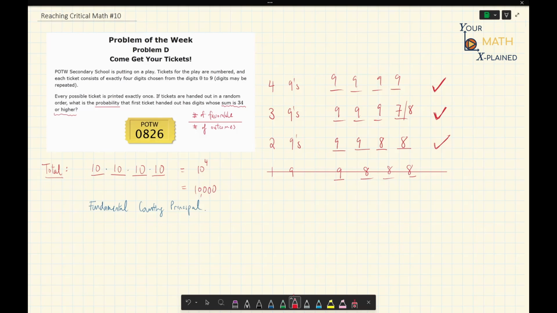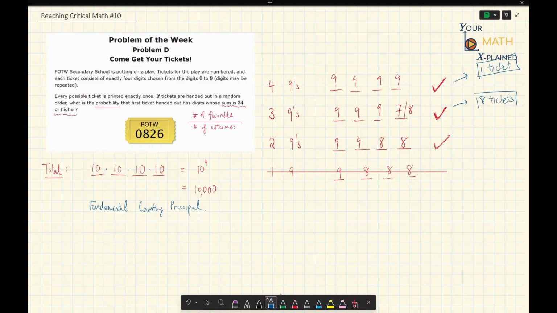So now we need to expand on the number of tickets in each of these scenarios. With the four 9s, we can already see that there's only one ticket, because that's the ticket with 9999 in it. When we have three 9s, I think it's pretty easy to determine. So let's just assume that we're working with the 9997. Well, the 7 could be in a lot of different positions. It could be in the first one, second one, third one, or the fourth one. So there would have been 4 different orderings with the 7, and that means there are going to be 4 different orderings for the 8 as well. So we are going to have 8 tickets from this scenario.